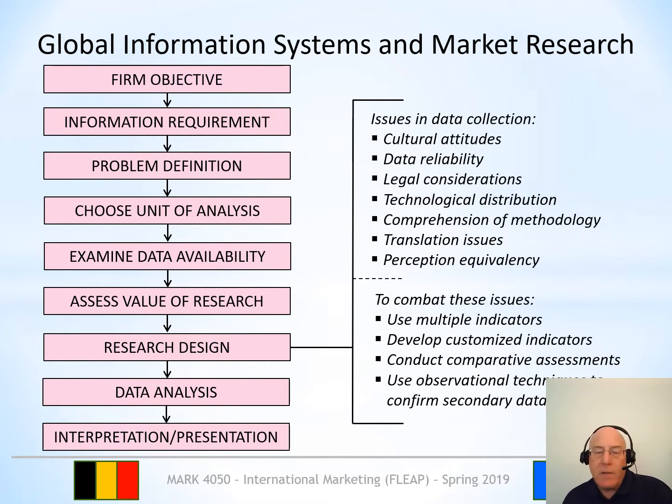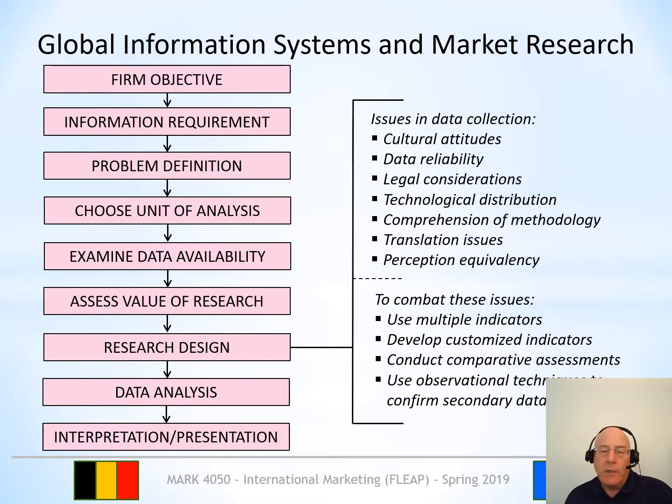Now, how do we combat these issues? Well, we can use multiple indicators. In doing that, we can come at the question from several different ways and then have comparative answers to see if we're actually measuring the information the way we were hoping to. You can also rely on the local population and researchers to develop some customized indicators that might do a better job of capturing the information we're looking for.